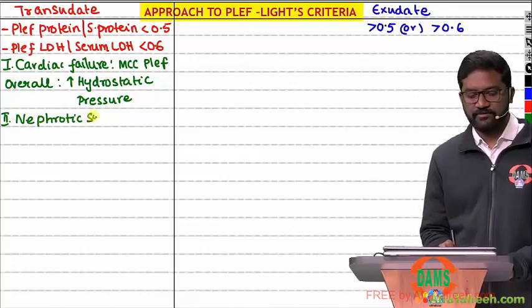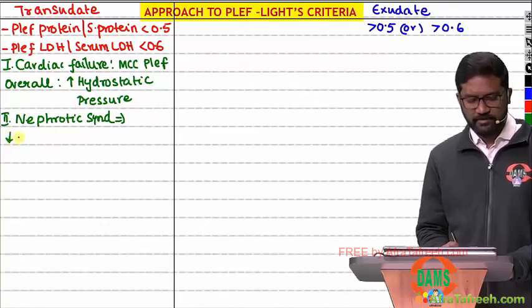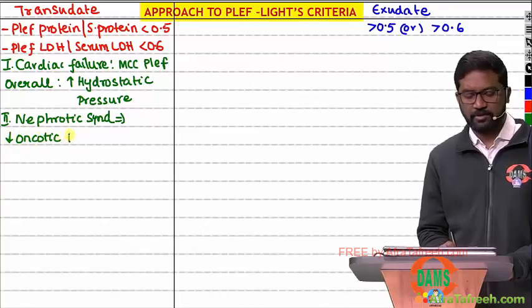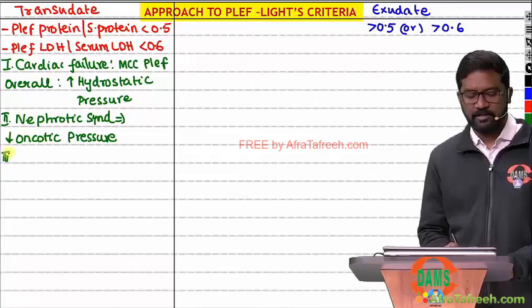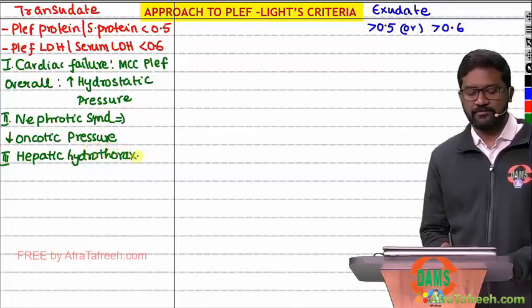So how is nephrotic syndrome responsible? In nephrotic syndrome, there is massive proteinuria. So the reason for pleural effusion here is reduced oncotic pressure. Then the third system is your liver. If liver disease is responsible for pleural effusion, that entity is called hepatic hydrothorax. Liver disease responsible for pleural effusion.